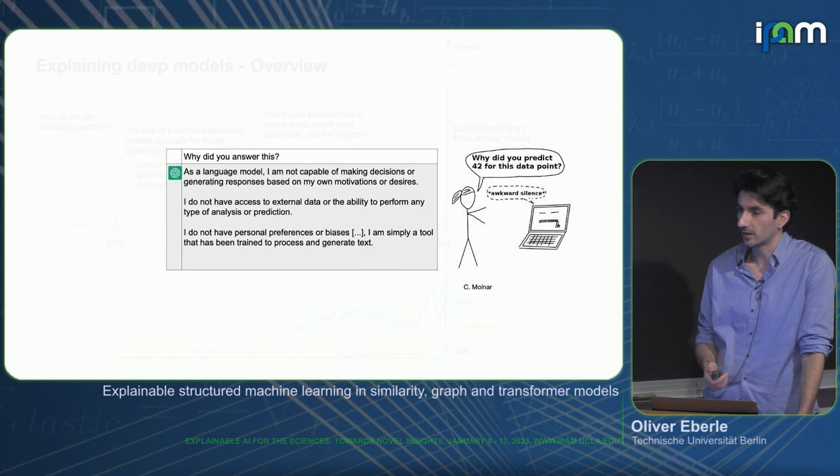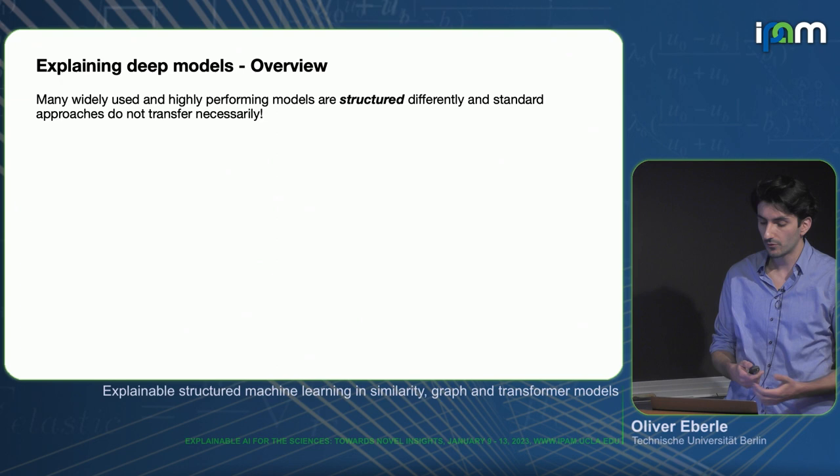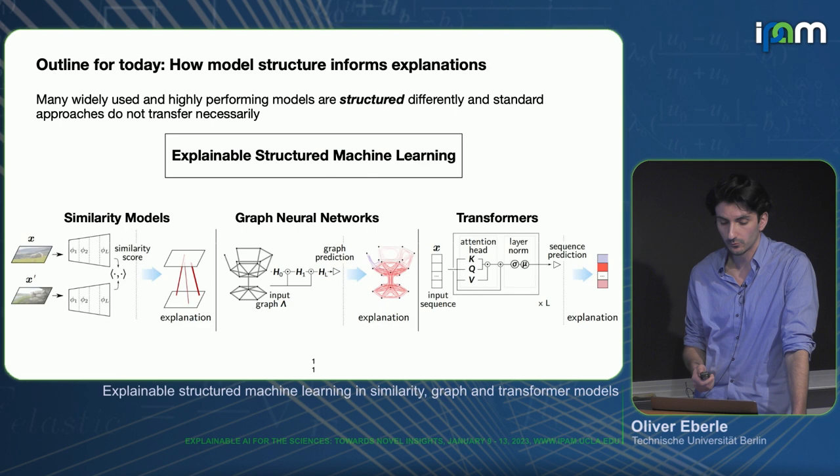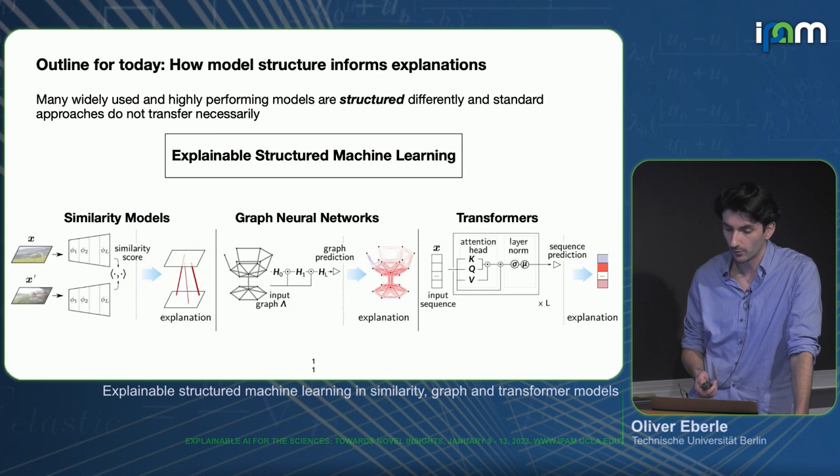In the next part, I will focus on three distinct structures for which we have developed explanation techniques. We will focus on similarity models, graph neural networks, and transformers, whereas for similarity models and graph neural networks we go into the realm of higher order explanations, while for transformers we have developed more robust explanation techniques because naive approaches there do not give robust results. Okay, but let's start with similarity models.